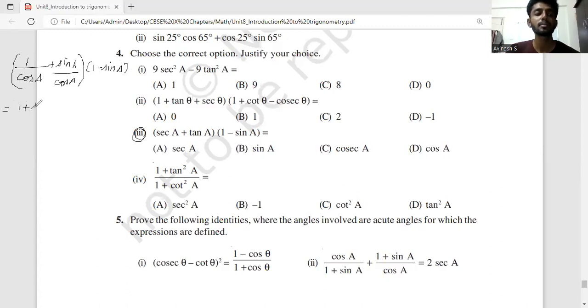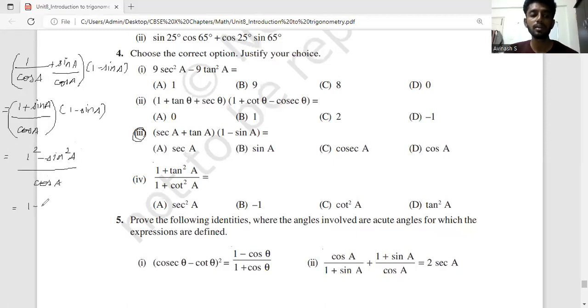Now you get 1 plus sin a divided by cos a into 1 minus sin a. I have not changed the second term. The numerator of the first term becomes 1 plus sin a divided by cos a. Here, there is no need for LCM because the denominators are already the same. Now, the numerator looks like a plus b into a minus b. You have 1 plus sin a, 1 minus sin a. So this would become a square minus b square, divided by cos a.